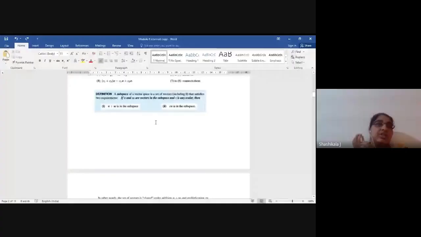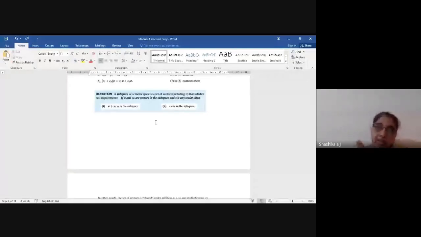Another example of a subspace: if you add two upper triangular matrices, what happens? Your output is also an upper triangular matrix. And if I multiply it by a scalar, that is also in the set of upper triangular matrices. So the set of lower triangular matrices or upper triangular matrices is a subspace. Just an example. Okay. Understood?